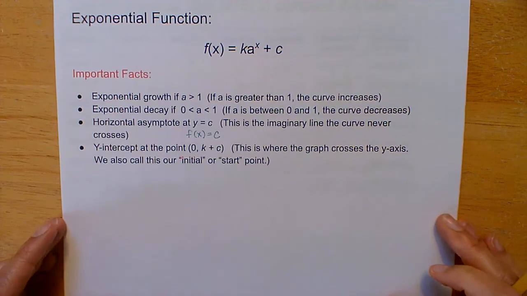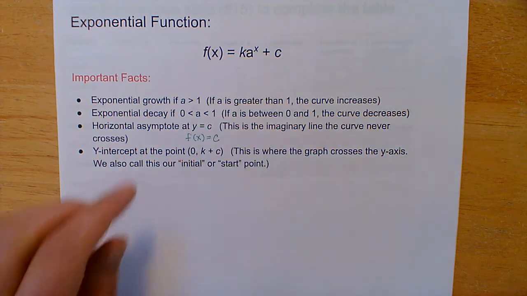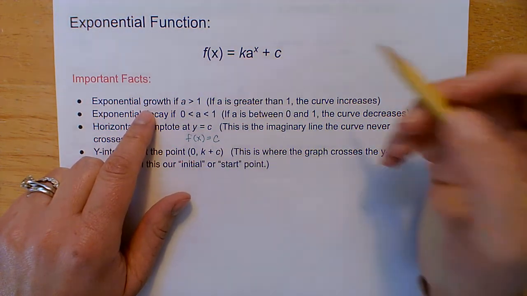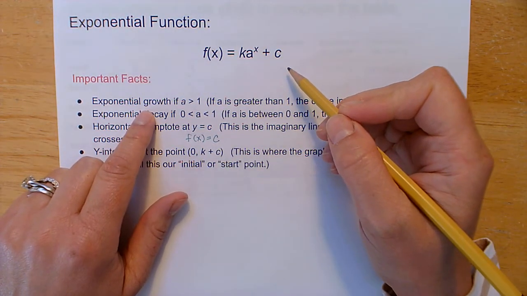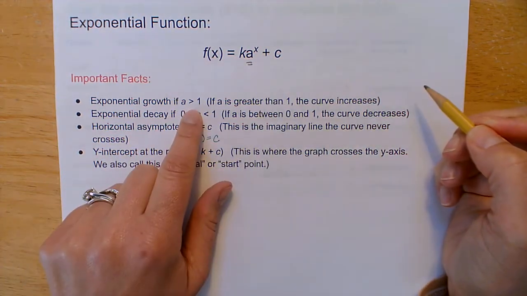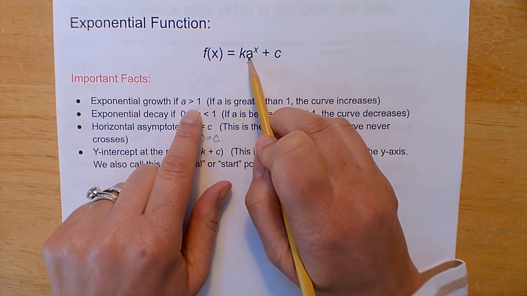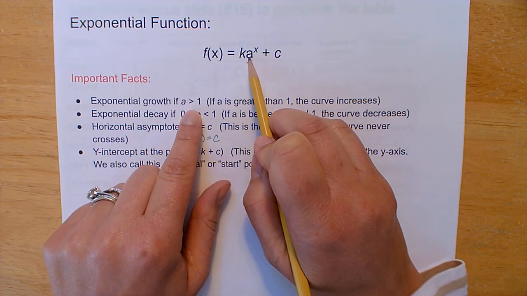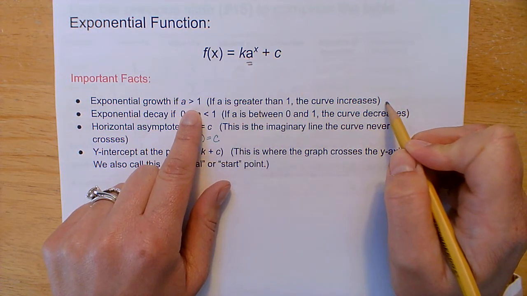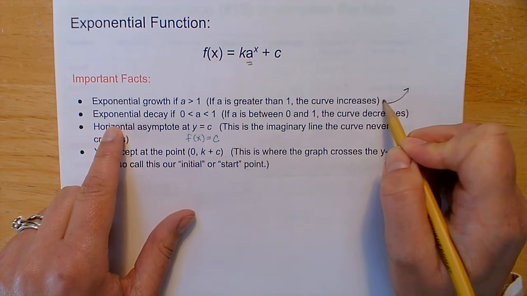So now, I think this is one of the most important slides because it's going to tell you what each part of the function does. So let's explore it. First, we see that this is going to be exponential growth if a, the a number, is greater than 1, then the curve increases. So if the number for a is 2 or 3 or 4, then the graph is going to increase. It's going to be exponential, so it's going to look like this.